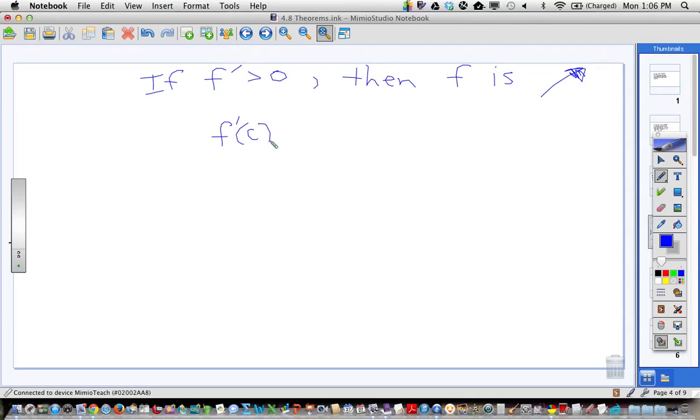Now, I'm not going to write it all out, but a proof would say this. First of all, let's let A and B be any points on this function f. So A and B are going to be any 2 points, and we're going to make sure A is to the left of B. So A comes first before B. Okay, so A and B are any 2 points on the function, and C is a point in between them.